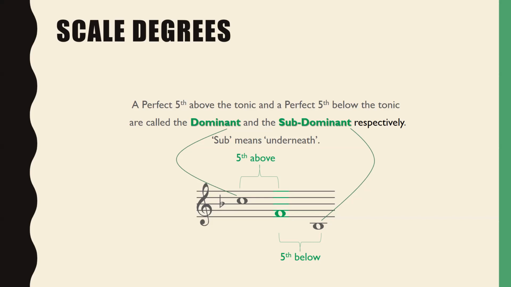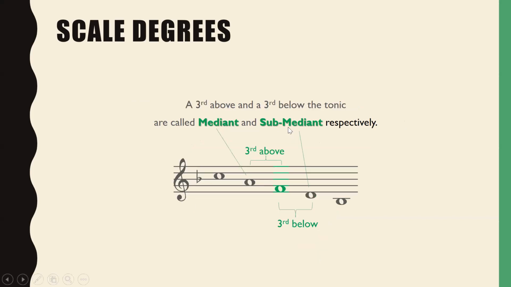Okay, so far we've got the tonic, which is the first degree. We've got the dominant, which is the fifth degree, and we've got the subdominant, which is the fourth degree. Then a third above the tonic and a third below the tonic are called the mediant and the submediant. Now, the word mediant just means in the middle.